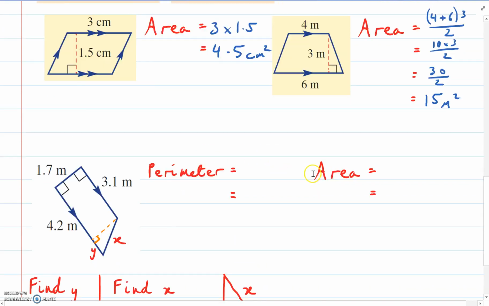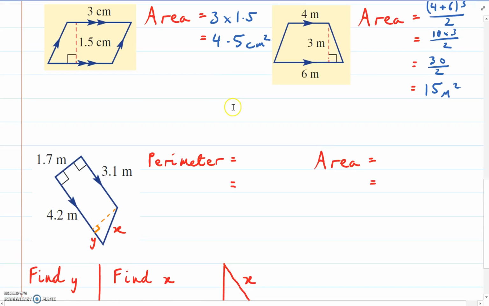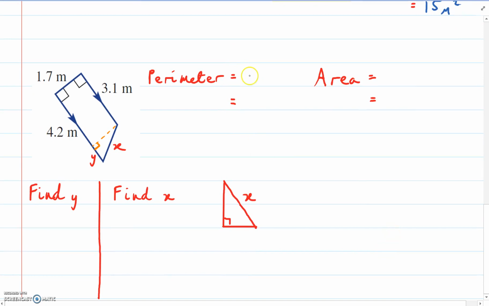And this one doesn't look like it, but it's actually a trapezium. So we can use those same values. There's a couple of ways that you can do it, but the perimeter is a bit more complicated. Let's do the area first. So that is 3.1 plus 4.2 times 1.7 all over 2.